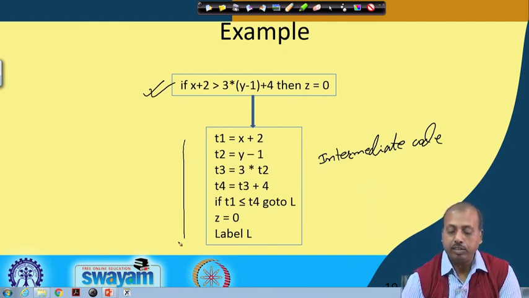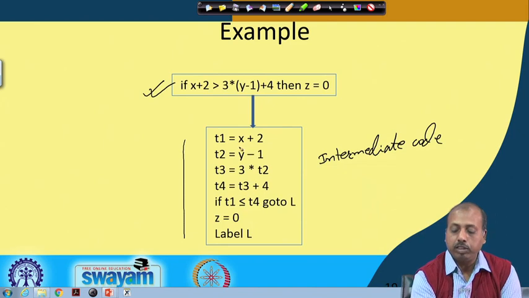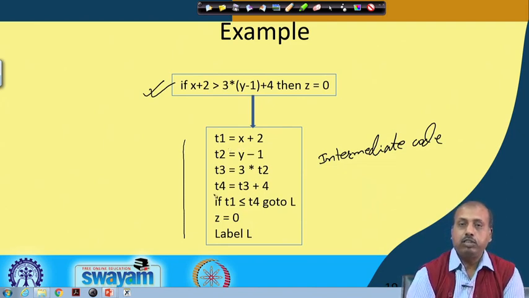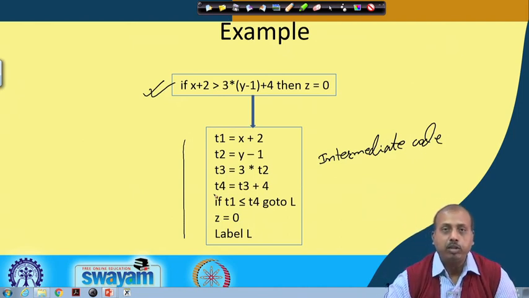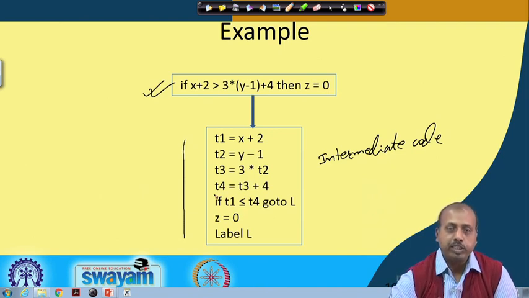Let us try to check it. First, t1 equal to x plus 2. So t1, t2, t3, t4 are all temporary variables, and you will see that in 3 address code a large number of temporaries are created, because the individual operations have only 2 operands in them. So we will generate 2 address sub expressions or sub instructions to store the result of those two address operations. Like in t1 we calculate x plus 2, in t2 we calculate y minus 1, in t3 we calculate 3 into t2.